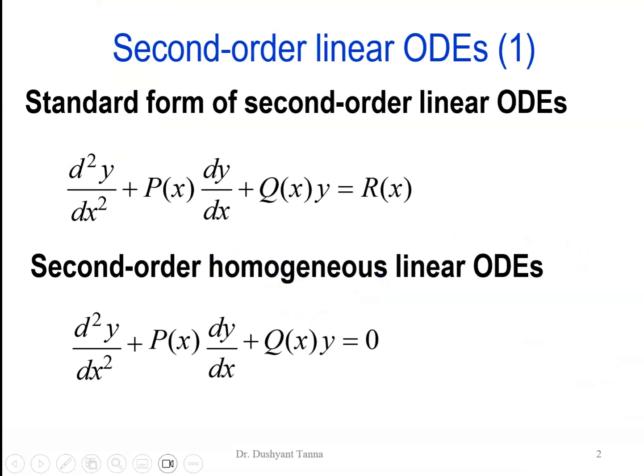So this is the standard form of second order linear ODE. So d2y by dx2 plus px dy by dx plus qxy is equal to rx. If the right-hand side, the rx term, is 0, then we call it the homogeneous differential equation. So if rx is 0, we call it homogeneous differential equation. Okay.